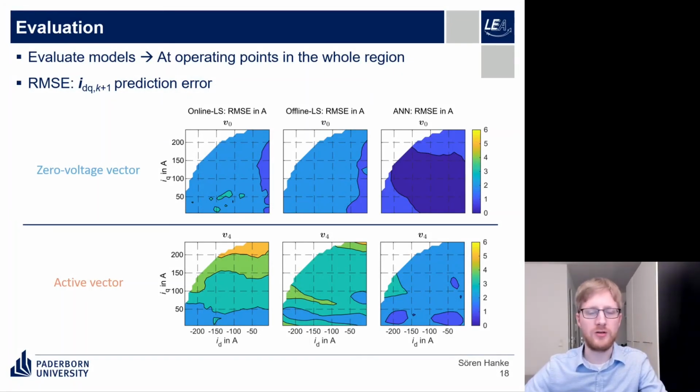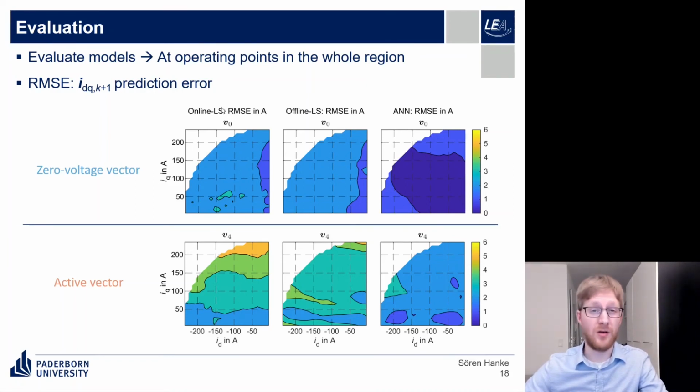Let us come to the evaluation of the different models or the different approaches. For the evaluation, we tested the models at different operating points in the considered ID-IQ current range. These graphs here show the root mean square of the ID-IQ prediction error. In the top row, you see the different performances for the zero voltage vector, and in the bottom row, the performances for the active voltage vectors. Here in the columns, you see the performance of the artificial neural network on the right, the offline least squares in the middle, and the online least squares on the left.